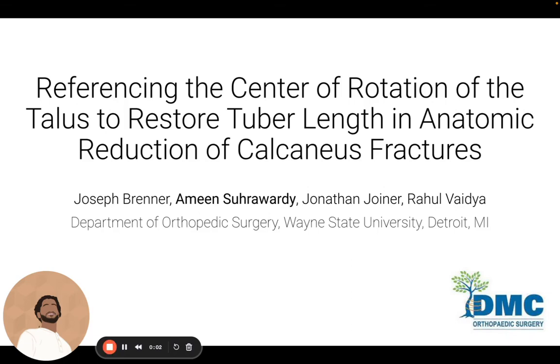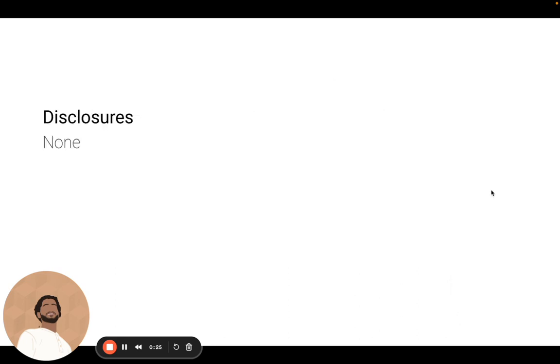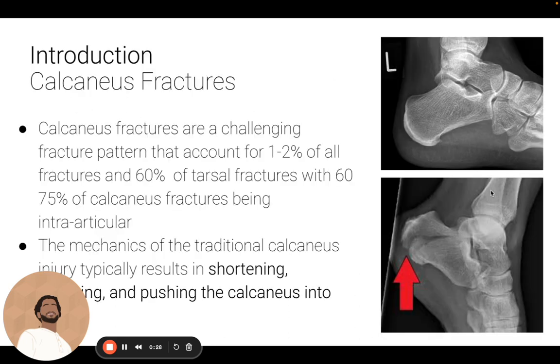Hello, my presentation is on the following research study referencing the center of rotation of the talus to restore tuber length in anatomic reduction of calcaneus fractures. This project is a research study coming out of the Department of Orthopedic Surgery at Wayne State University. We have no disclosures. So just a basic introduction to calcaneus fractures.